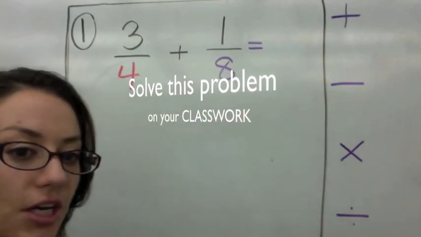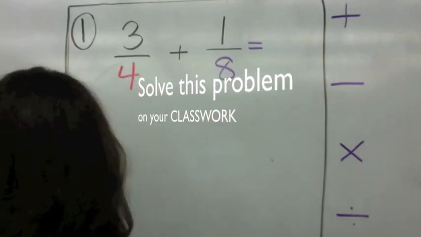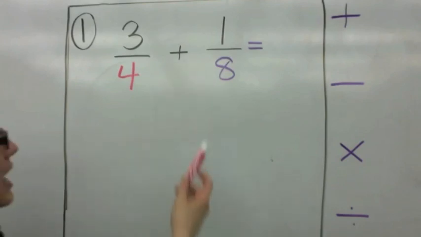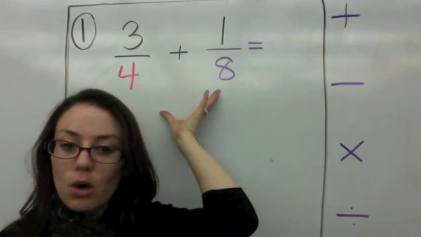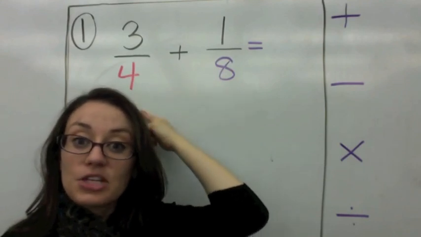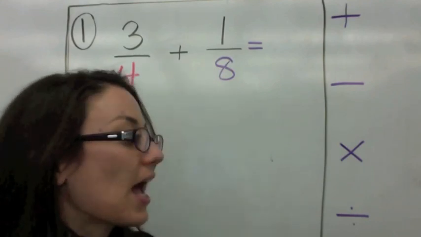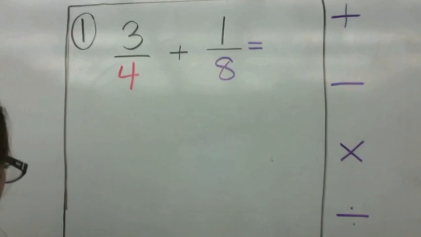All right, so let's take a look at the first problem. It says 3/4 plus 1/8. Okay, can you add these fractions? Can you? No. Why not? Because they have different denominators. You can't add fractions that are different sizes. So how do you make them the same?